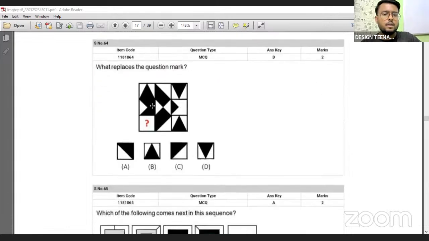So over here, now we have what replaces the question mark. Again, a pattern based question. First of all, the easiest way to solve these questions is to identify where and what is happening. So we need to identify a certain clue of how to solve.